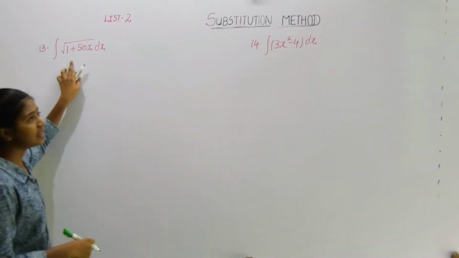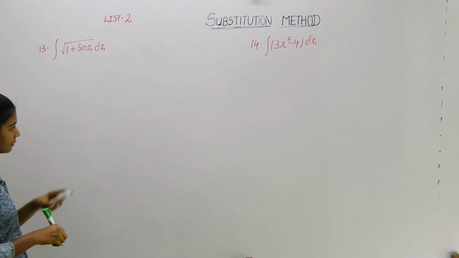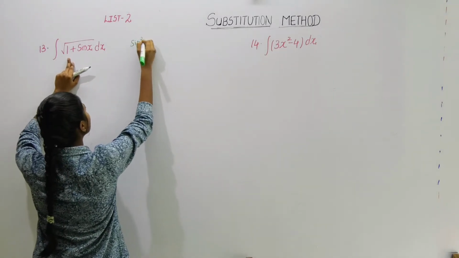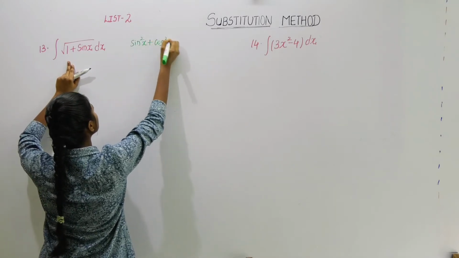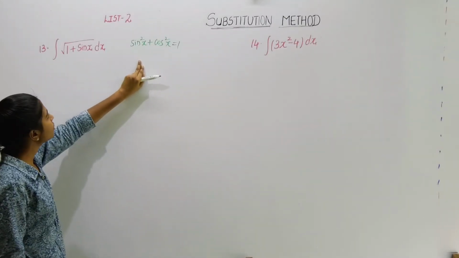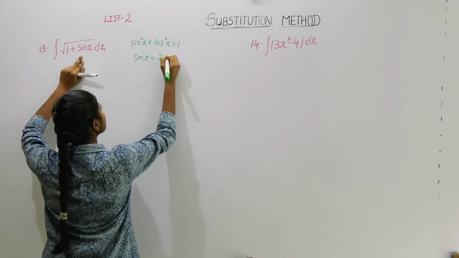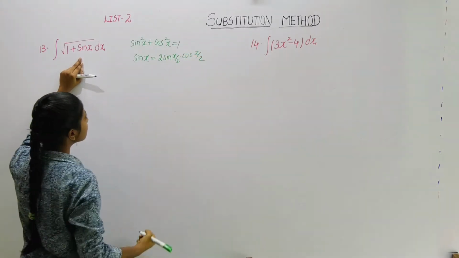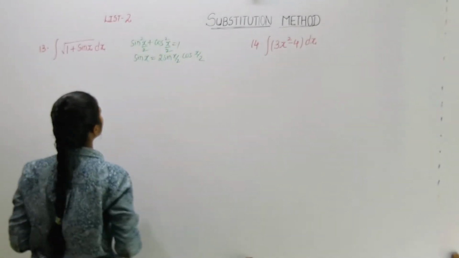Next one, integral square root of 1 plus sin x dx. To solve this, we use trigonometric formulas. From the identities, in the place of 1, we can write sin square x plus cos square x is equals to 1. That is, sin square theta plus cos square theta is equals to 1. And for sin x, we can write 2 sin x by 2 into cos x by 2. Since here we have x by 2 angles, I write x by 2 here also.